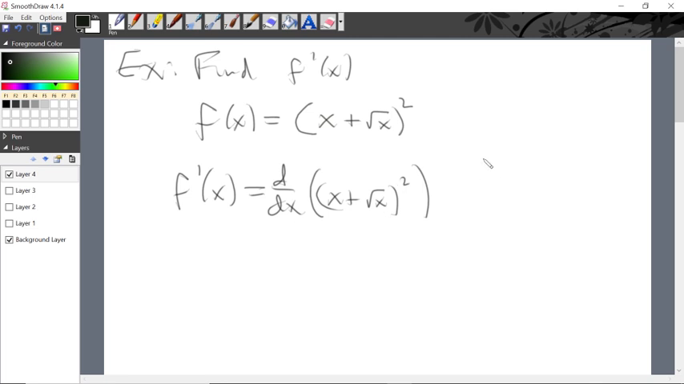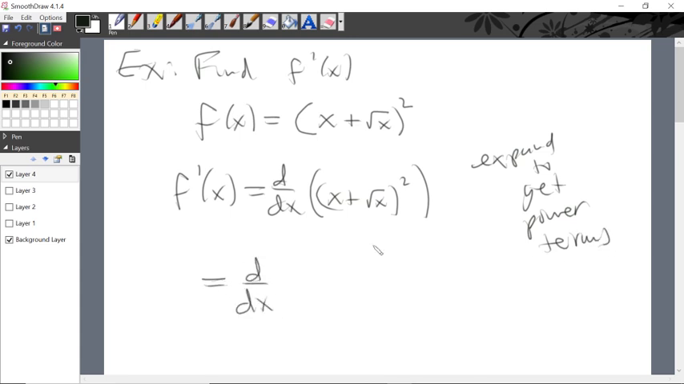So what we should do is use some algebra here to expand. Why? Because we want to get power function terms, if possible. So we're using a little bit of algebra in order to apply the calculus. We don't yet have the rules that we need to take the derivative of this without using some algebra. Not yet. So here's what we're going to do.